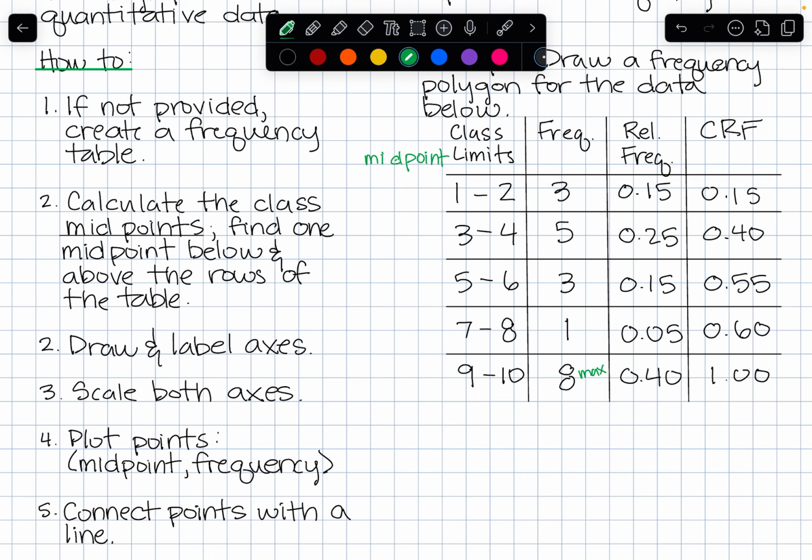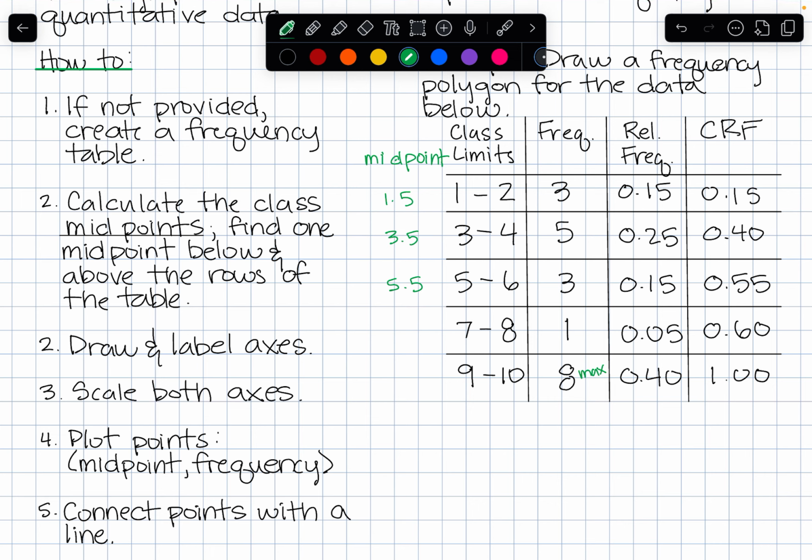So midpoints are halfway between the class limits of the row. For that first row, I want a number between 1 and 2. That's going to be 1.5. I want a number between 3 and 4. That's going to be 3.5. Between 5 and 6 is 5.5.